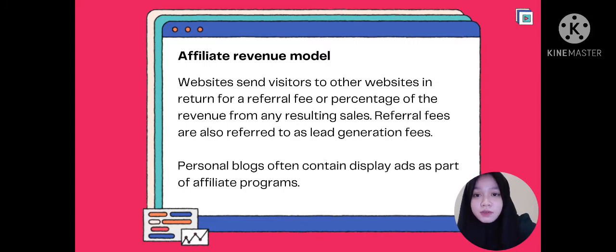In the affiliate revenue model, websites called affiliate websites send visitors to other websites in return for a referral fee or percentage of the revenue from any resulting sales. Referral fees are also referred to as lead generation fees. Amazon uses affiliates that steer business to the Amazon website by placing the Amazon logo on their blogs. Personal blogs often contain display ads as part of affiliate programs. And some bloggers are paid directly by manufacturers or receive free products for speaking highly of products and providing links to sales channels.